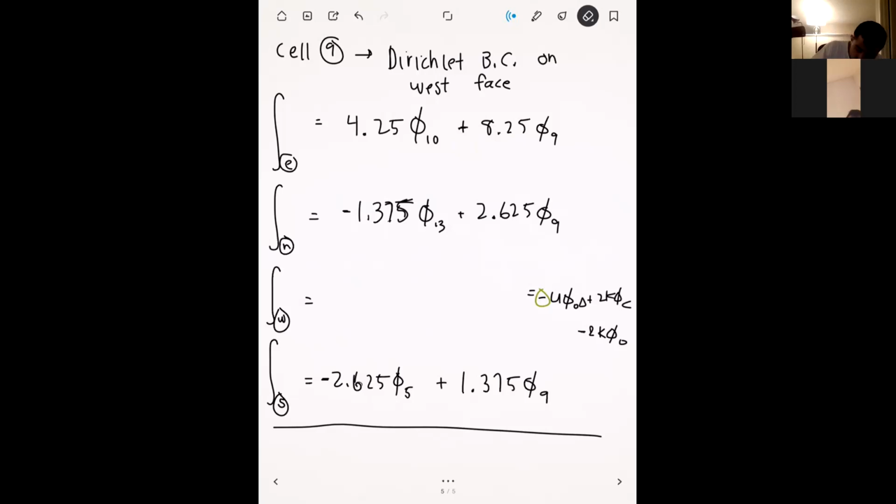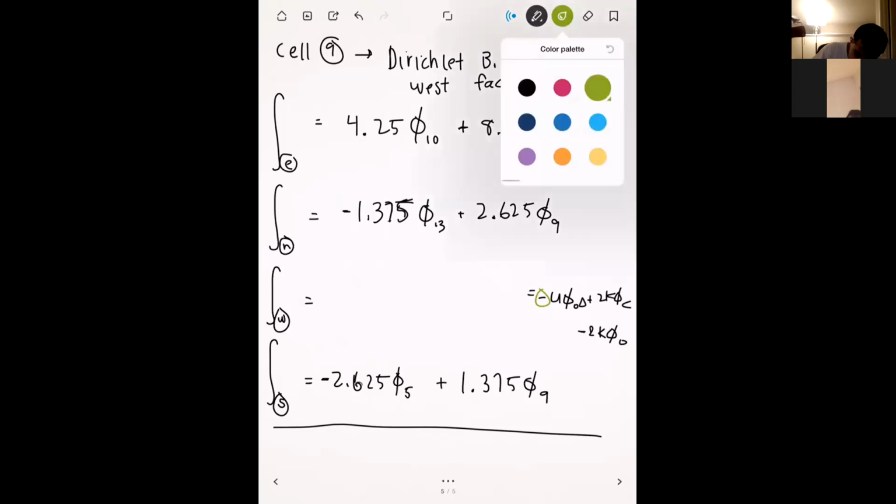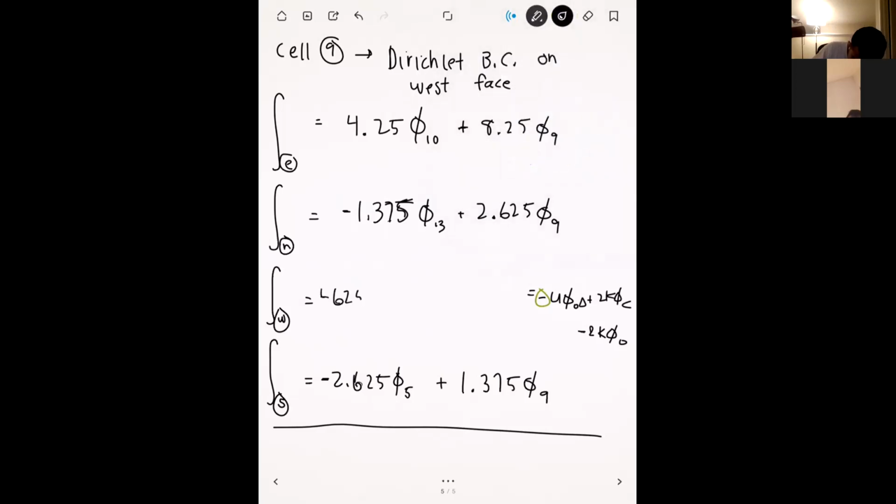Okay. And so at first we have a minus 625, okay, right? And so that's the first term, and so that's the minus u phi naught delta plus 2k phi sub c, and so k here is 2, and so we have plus 4 phi sub c, okay, which phi sub c in this case is phi 9, right? And we have a minus 2k times phi naught, and so we have minus 2 times 50, which is phi naught, times 2, which is k, and so we have a minus 200. Okay.